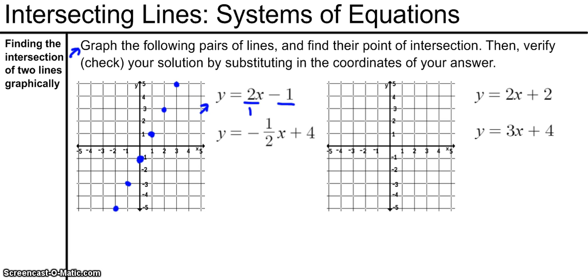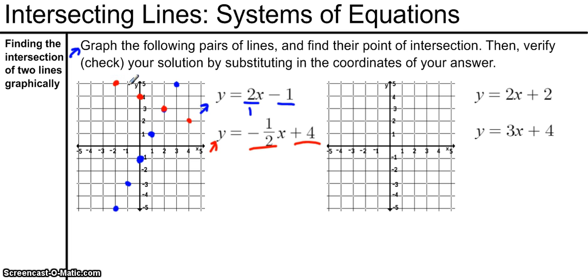And then the second equation here, I'll use red for. y equals negative 1/2 x plus 4. Again, it's got that y-intercept of 4, so we'll start by putting a point there. And it's got a slope of negative 1/2, which means we'll have to go down 1 and to the right 2. I'll continue that, and I can even go in the other direction.